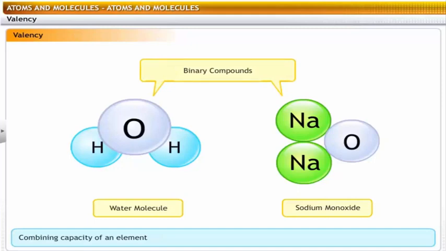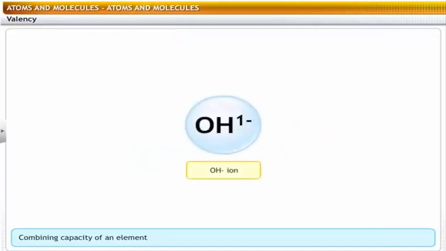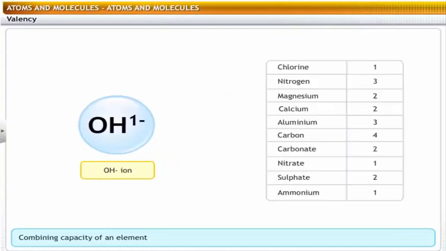Some compounds have more than 2 elements or a group of elements as ions. For example, an OH ion. It consists of a hydrogen and an oxygen atom, and its valency is 1. Here are the valencies of some elements. Chlorine has the valency of 1. The valency of magnesium and calcium is 2, while nitrogen and aluminium is 3, and that of carbon is 4. A nitrate ion and an ammonium ion show a valency of 1, whereas carbonate and sulfate have a valency of 2.